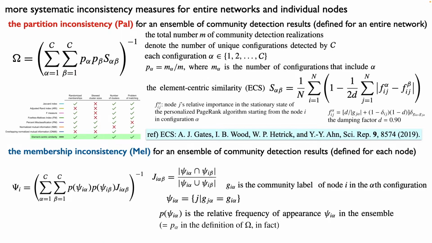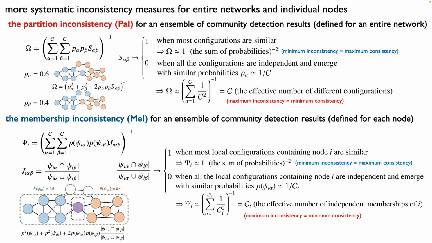And Daekyung came up with the global measure of inconsistency called the partition inconsistency, or PI, based on the cutting edge similarity measure for different community partitions, and a more sophisticated local measure of inconsistency called membership inconsistency, or MAI, both of which have this nice scaling property, namely the effective number of different configurations at the global level and the independent memberships at the local level. So for all the details, please check our recently published paper I'll introduce shortly.